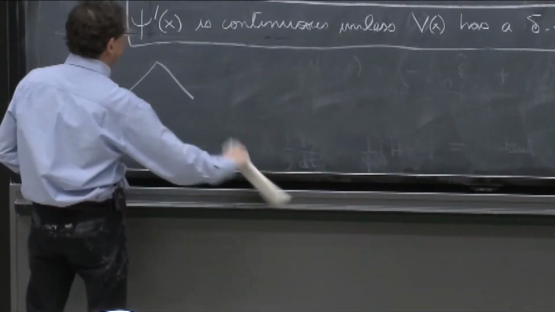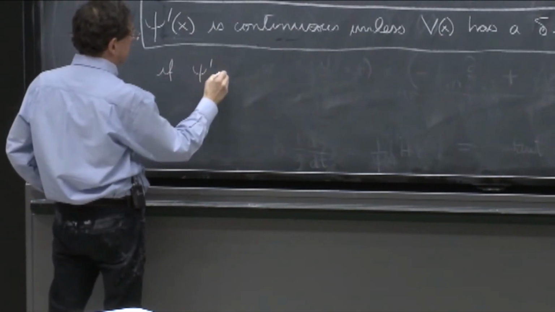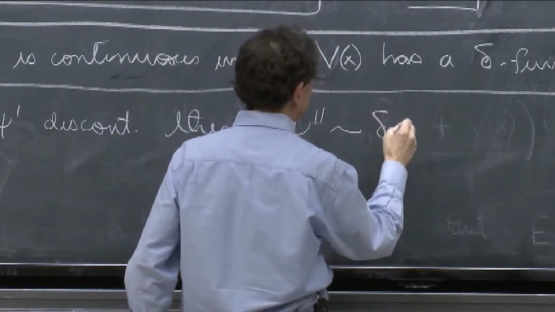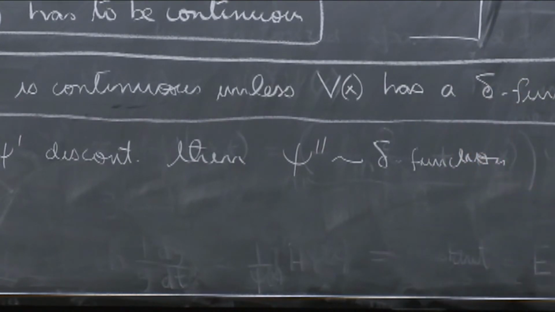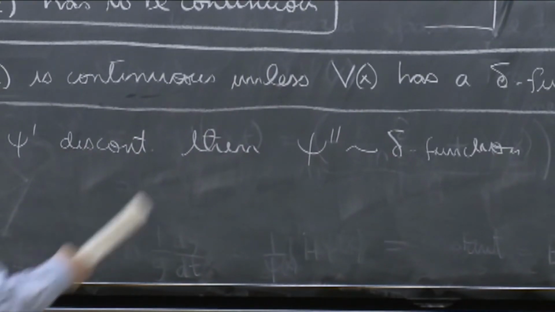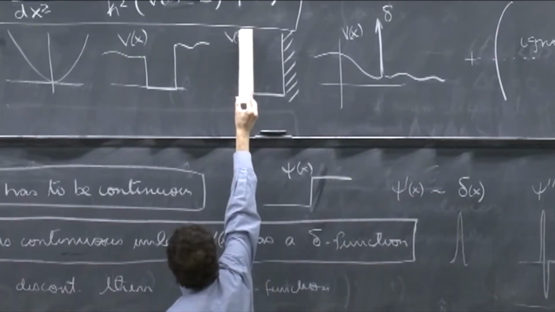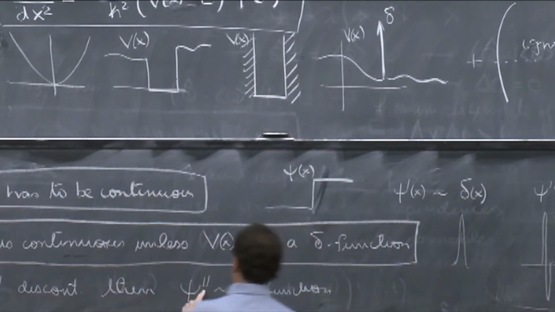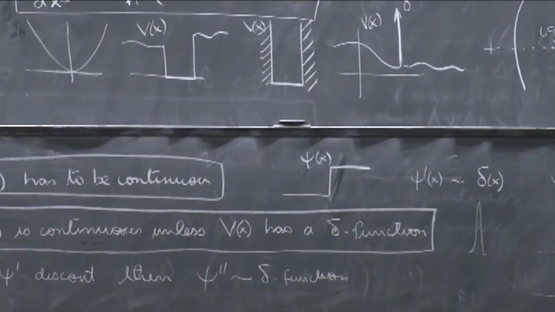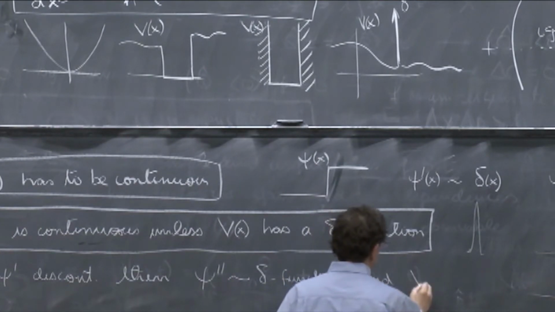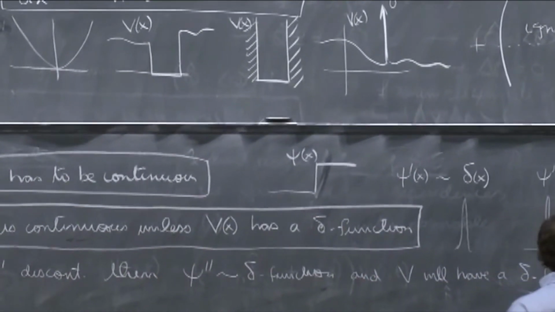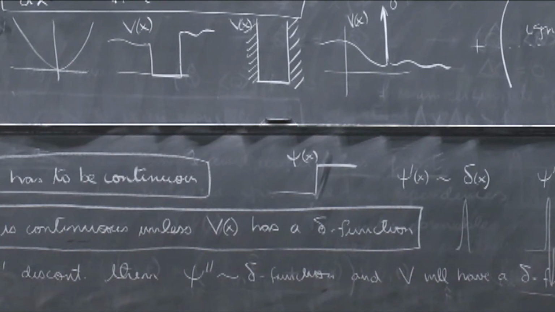Let's see that. If psi prime is discontinuous, then psi double prime is proportional to a delta function. But here, psi just takes some value. There's nothing strange about it. In order for psi double prime, a delta function, to be equal to this right-hand side, V of x must have a delta function. So it will be a somewhat singular potential, but we're going to look at them in about a week from now.